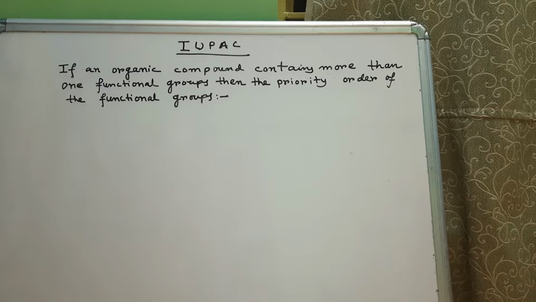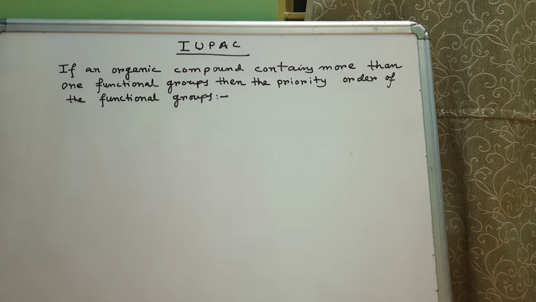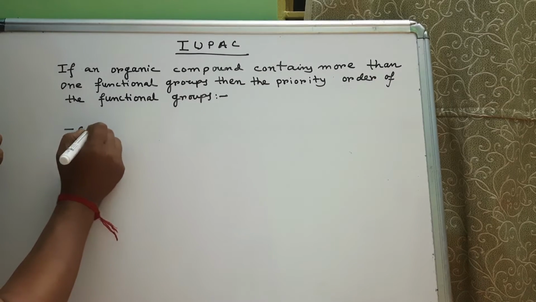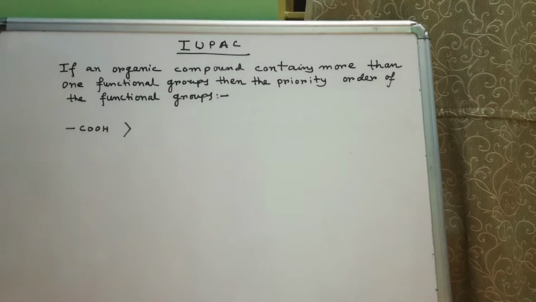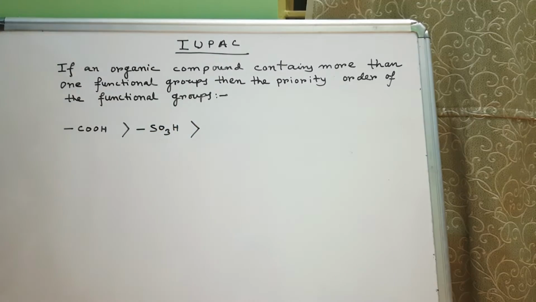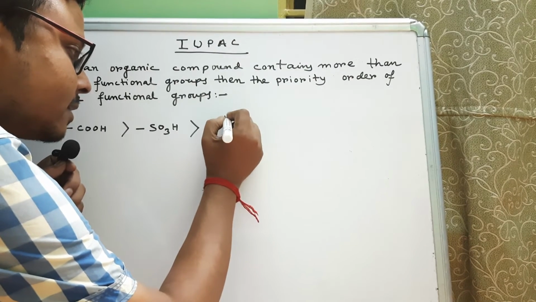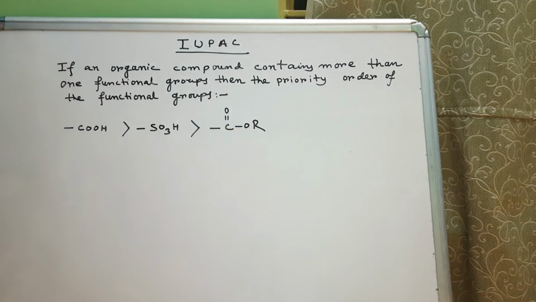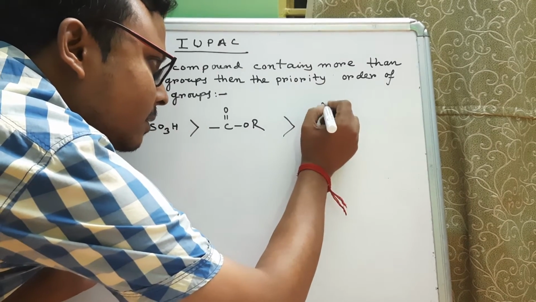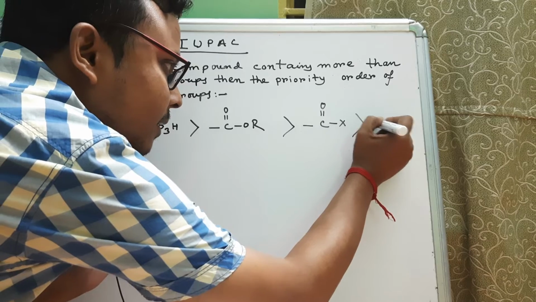In this case, you should know clearly the priority order of the functional groups: which functional group will get higher priority than the others. At first COOH, carboxylic acid, then SO3H. What is SO3H? Sulfonic acid group. This is carboxylic acid, this is sulfonic acid group. Then the ester group, C double bond O bond OR, then the acid halide COX, then CN, nitrile.